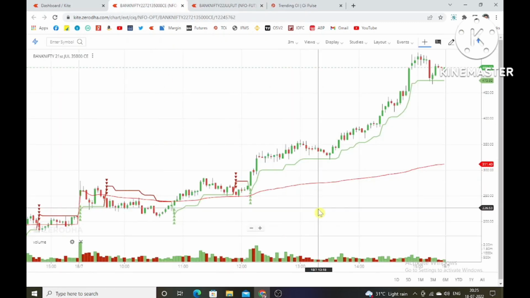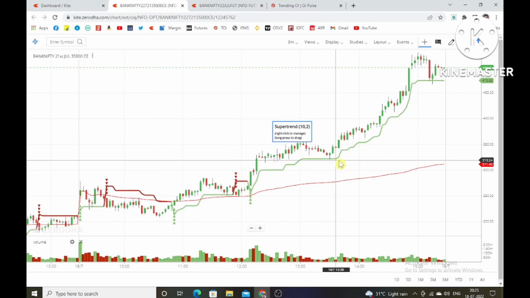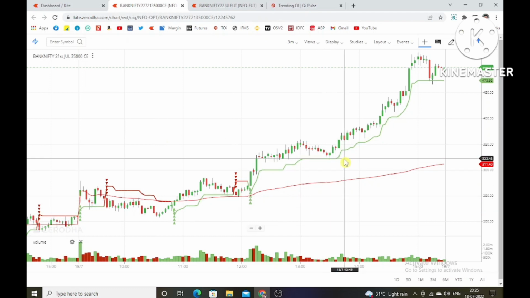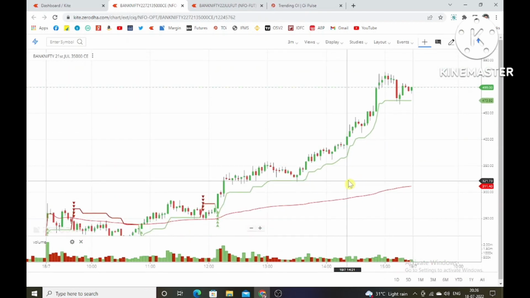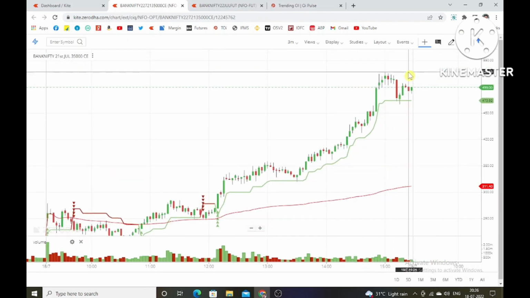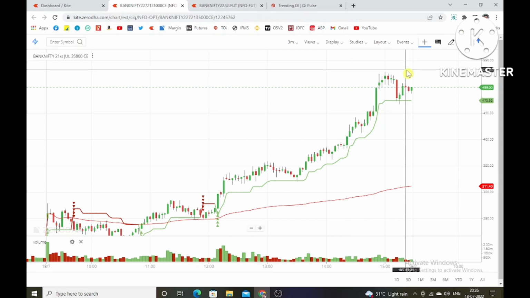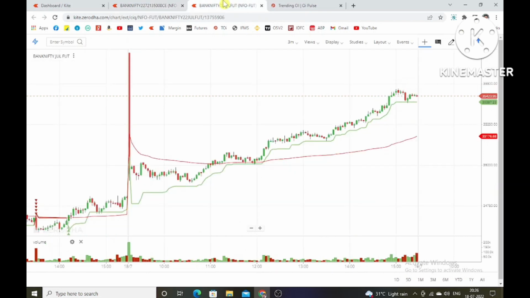Chart of 35,000 C. 35,000 C is trading at 322 at 1:30 p.m. From 322 it rose almost to 530, which means you would have got almost 200 points in the trade if you had traded that strategy. Okay, so the Supertrend strategy is basically a buy on dip or sell on rise strategy.